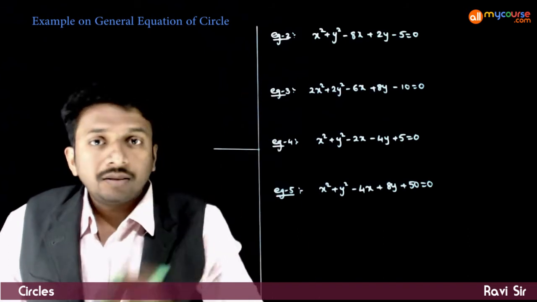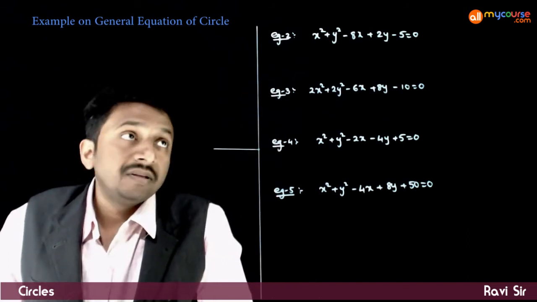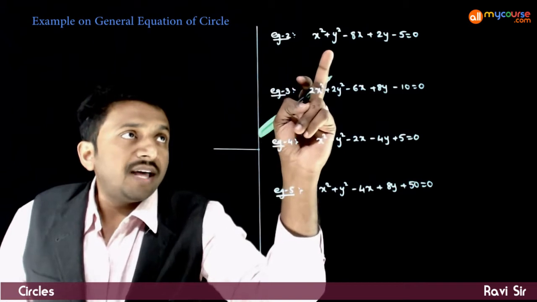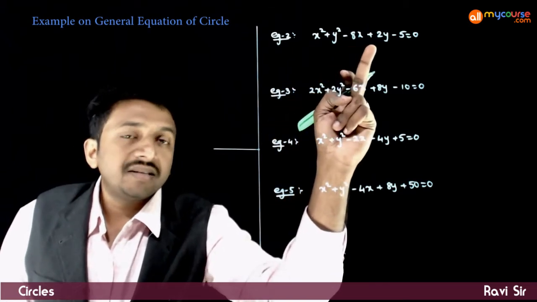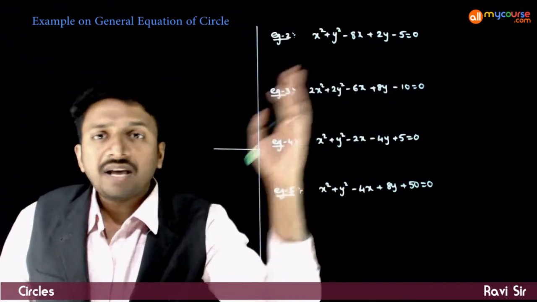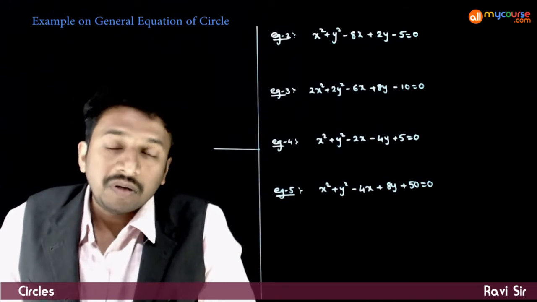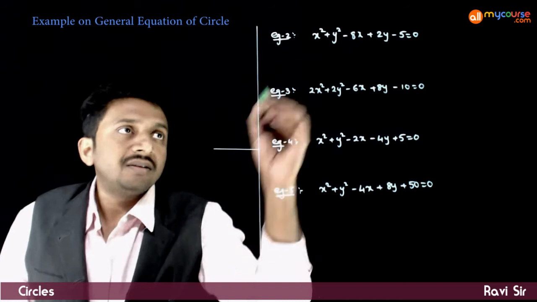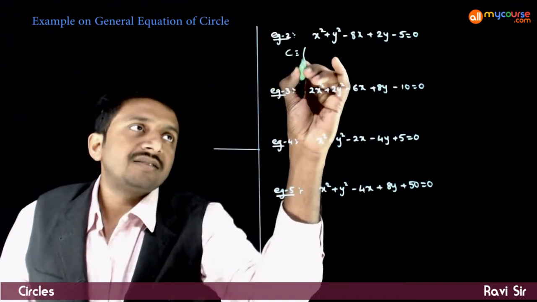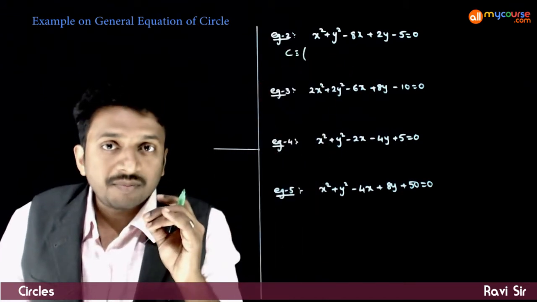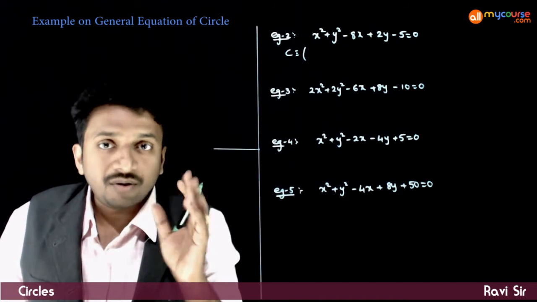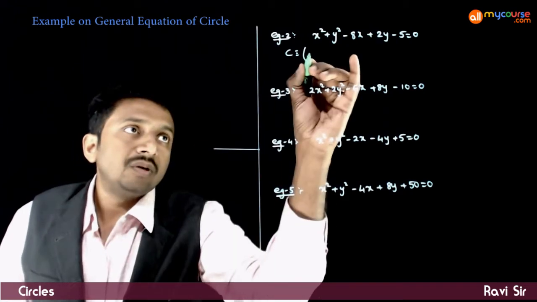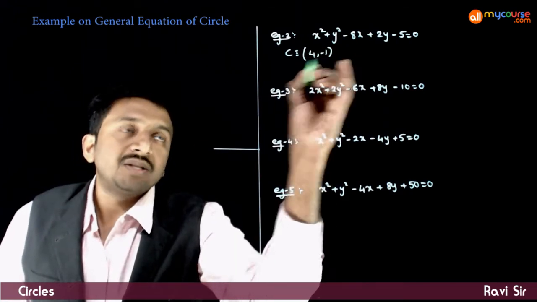So let us take the following examples. x square plus y square minus 8x plus 2y minus 5 is equal to 0. You're asked to find the center and radius of the circle. The center is minus of x coefficient by 2, minus of y coefficient by 2. So 4 comma minus 1.